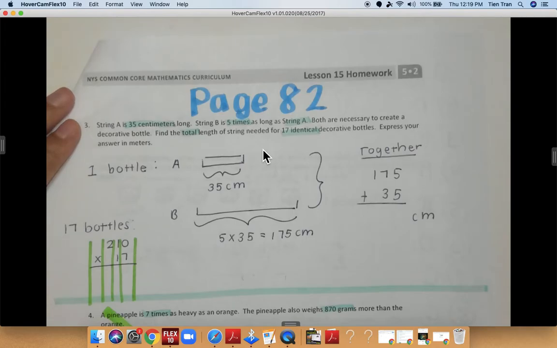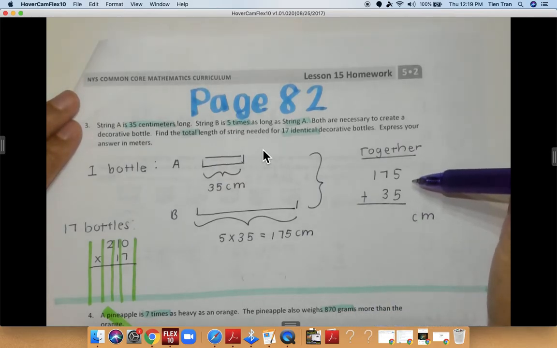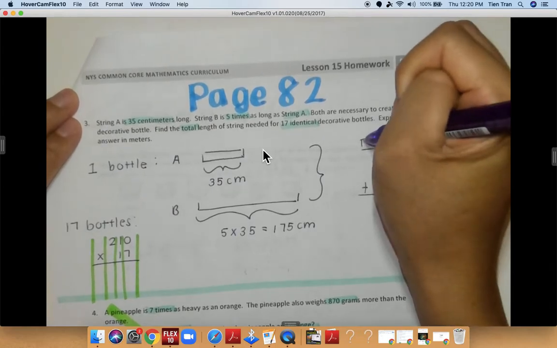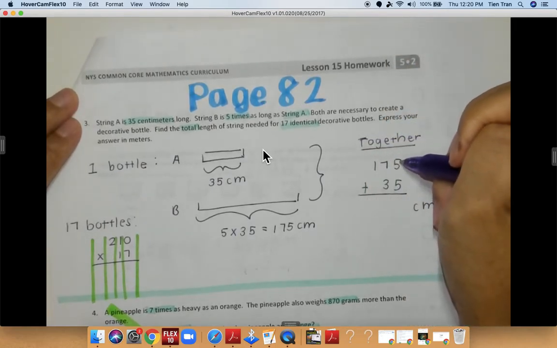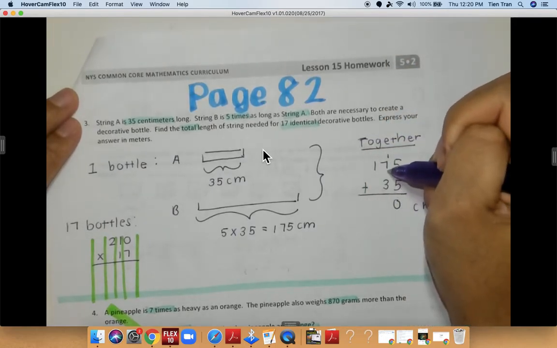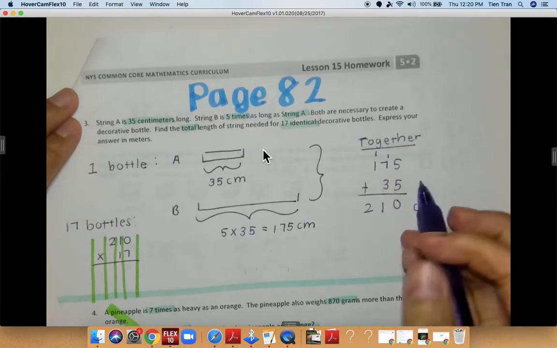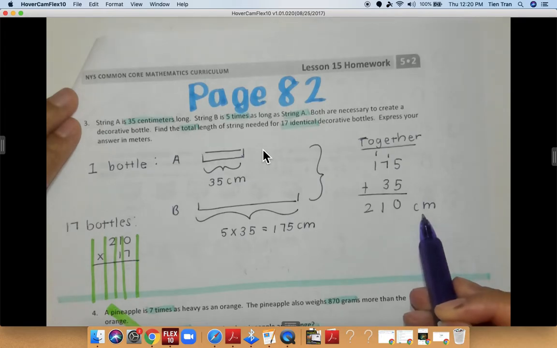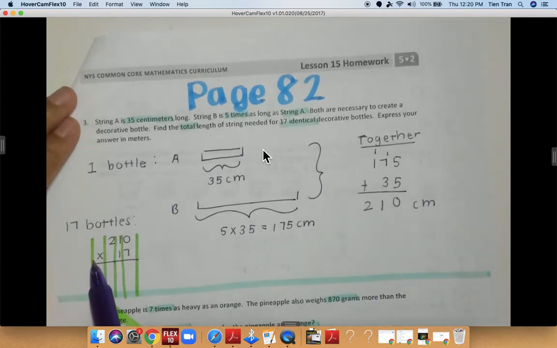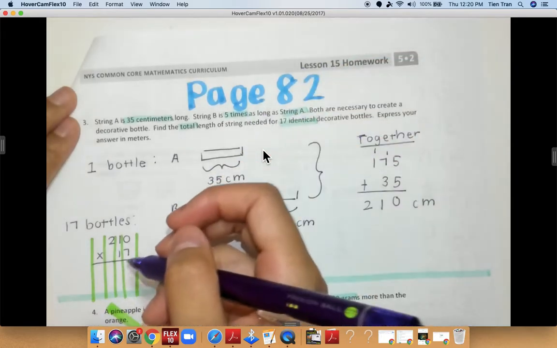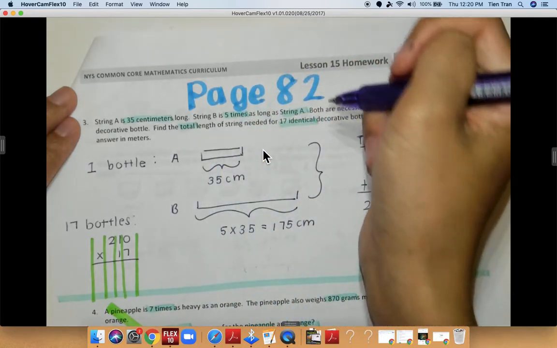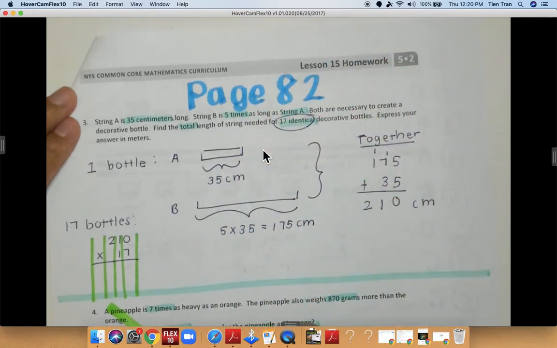So the first thing I'm going to do is I am going to make sure that I multiply my answers first. Or actually, I'm going to add my numbers together first, and then I am going to multiply. So 5 plus 5 is 10. 7 plus 3 is 10, plus 1 is 11. 1 plus 2 is 2. So we have 210 centimeters. I'm going to take 210 centimeters and multiply it times 17. The reason why is because there are 17 identical decorative bottles.